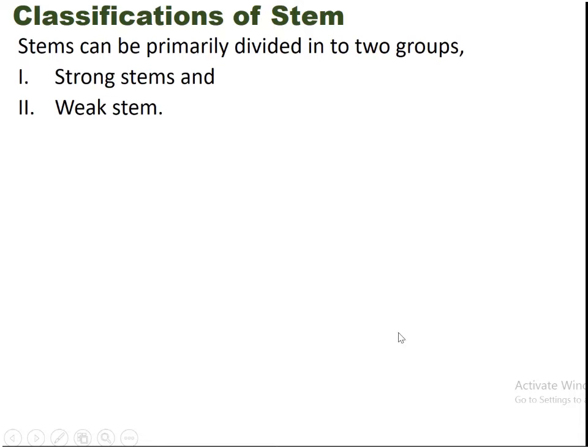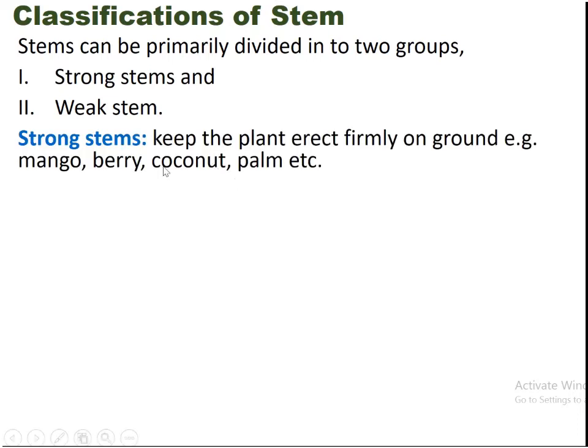Now, the classification of stems can be primarily divided into two groups: the strong stem and the weak stem. This type of strong stem is strong and keeps the plants erect firmly on the ground, such as the mango tree, berry tree, coconut tree, and palm tree stem. All of these plants have a strong thick stem, and some of them have branches, and some of them do not have any branches.